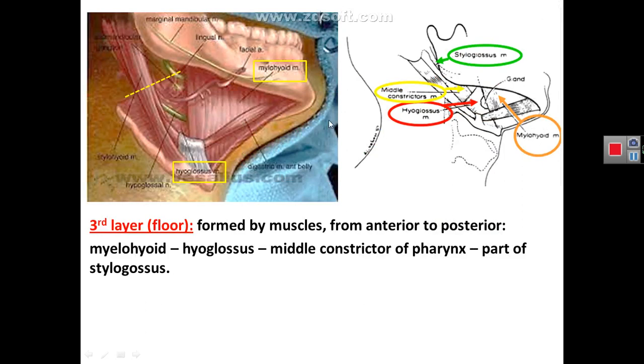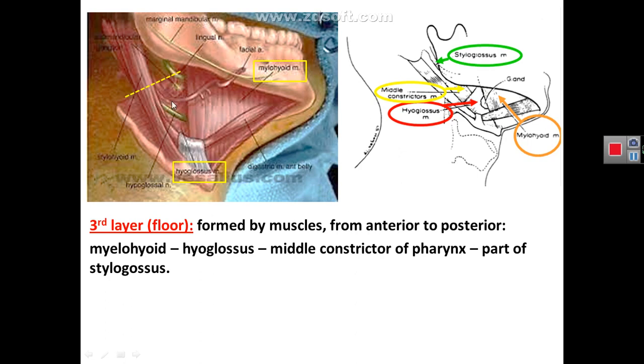Deep to this vascular layer, the second layer containing the facial artery, vein, and hypoglossal nerve, is the third layer. The third layer represents the floor of the submandibular triangle, containing the following muscles from anterior to posterior. First, mylohyoid. More posterior and deep to mylohyoid is hyoglossus. So anteriorly and more superficial is mylohyoid, and posterior to it and deep to it is hyoglossus.